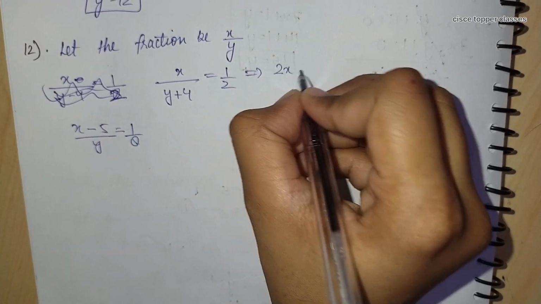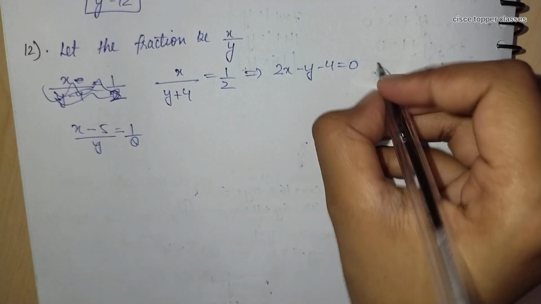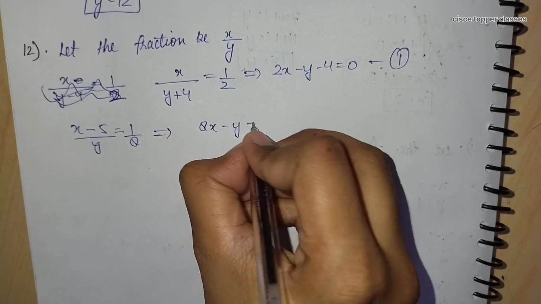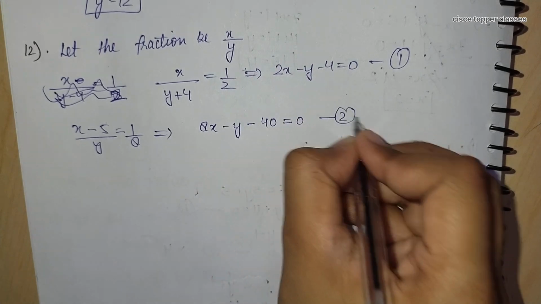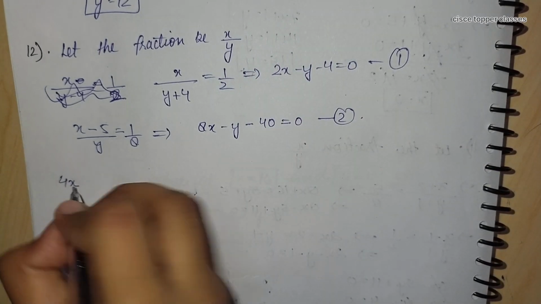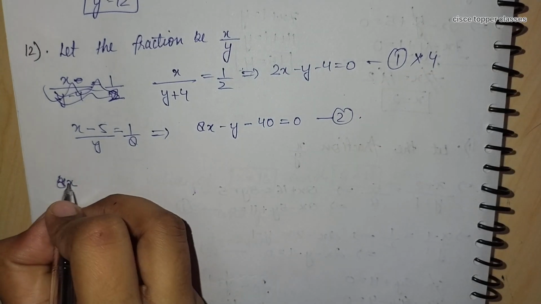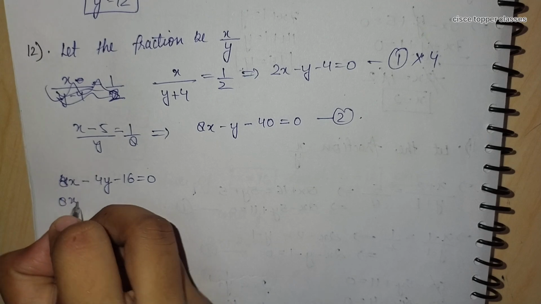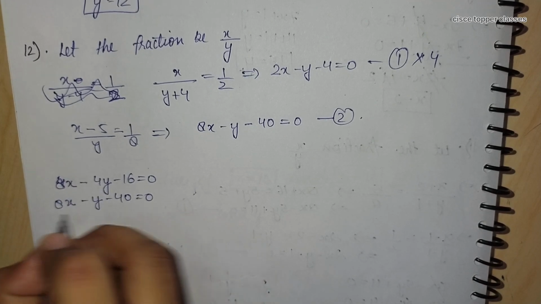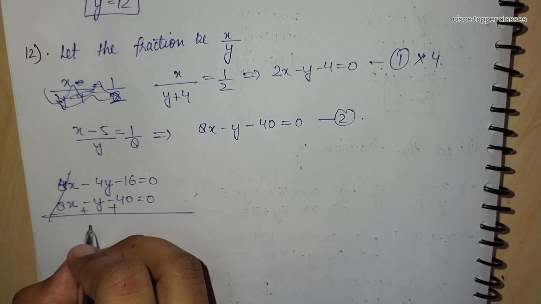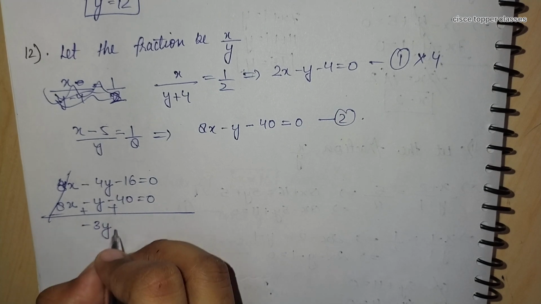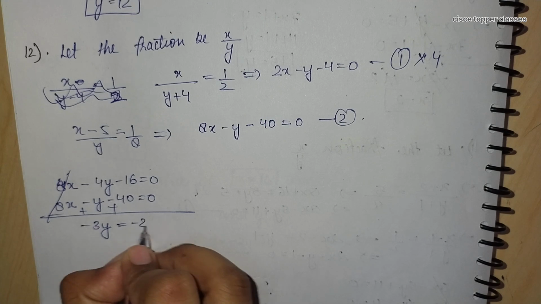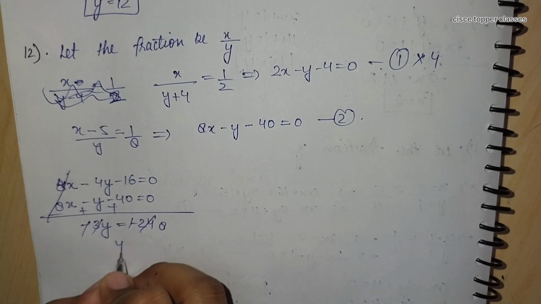On solving this, we will get 2x minus y minus 4 equal to 0 as the first equation. And here we have 8x minus y minus 40 equal to 0 as the second equation. Here it is 4x. We will multiply this by 4. So it is 8x minus 4y minus 16 equal to 0, and it is 8x minus y minus 40 equal to 0. This we will subtract here, so this will be cancelled out. Here we will get minus 3y, and we will subtract this 40 by 16. So that is minus 24. Y is equal to 8.